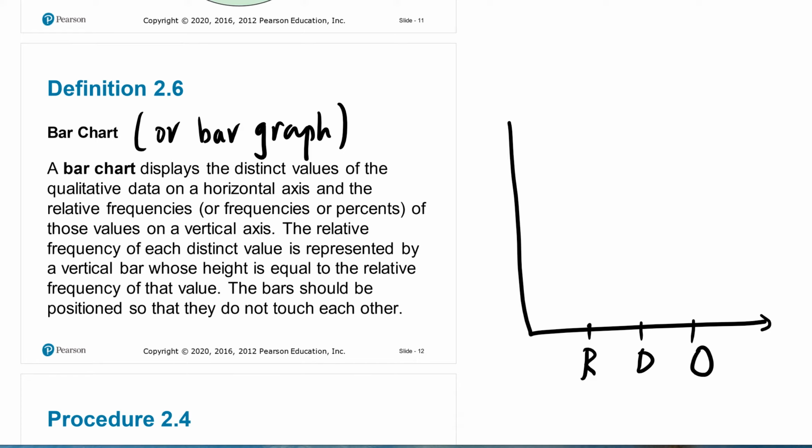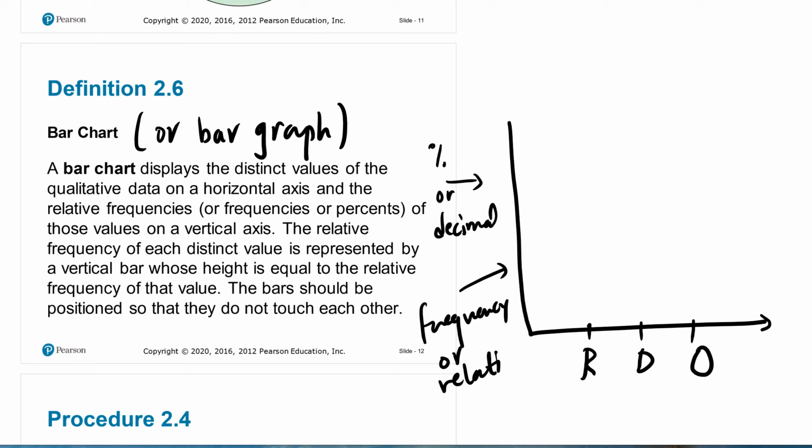And on the vertical line, that's where we put either the percent or decimal, whichever is easier for you. And this always contains the frequency or relative frequency. If you put the frequency, you just go with the numbers. If you want to use relative frequency, then you use decimals or percents. It depends what the question is asking.